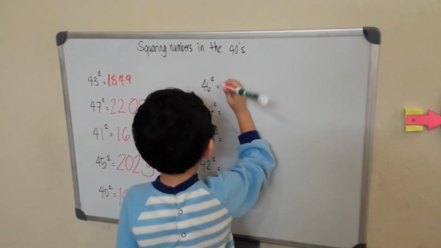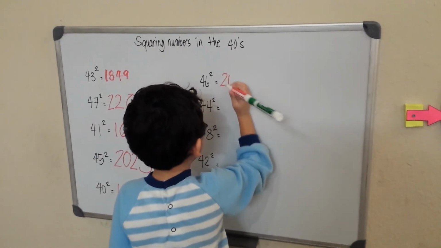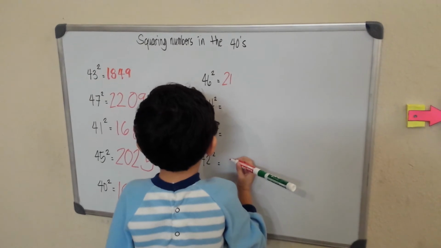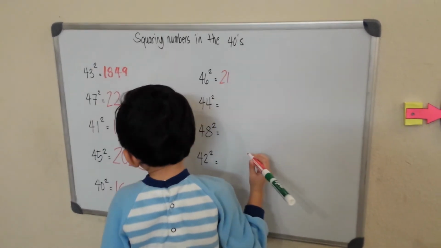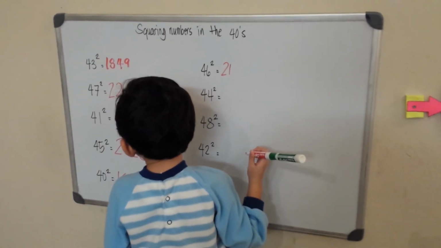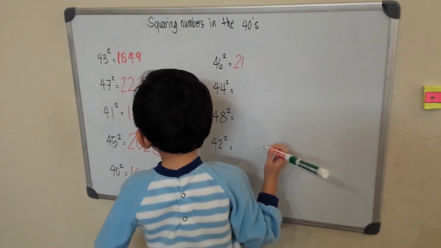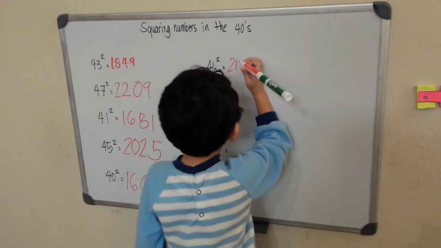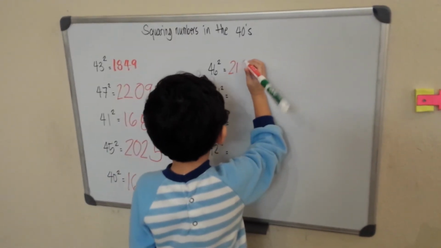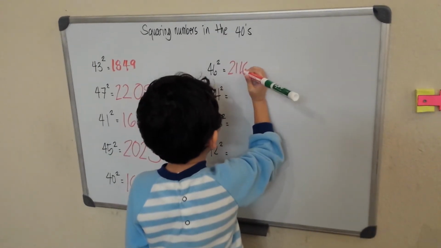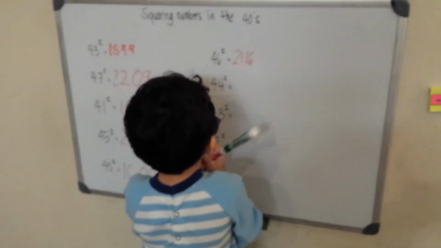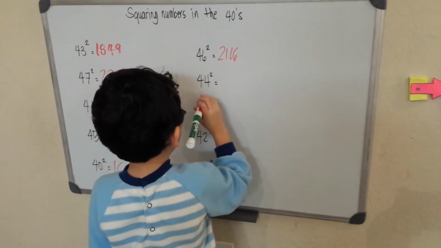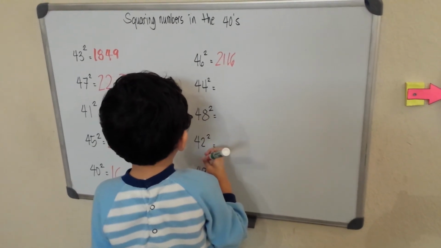We have 46 squared. 15 plus 6 is 21, and then how far is 46 away from 50? It's 4, wow, 4. 4 squared is 16. So 46 squared is 2,116.